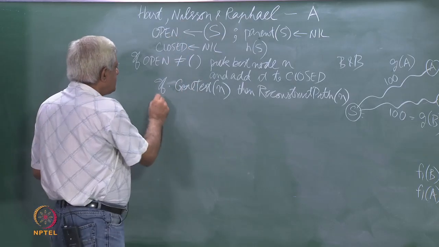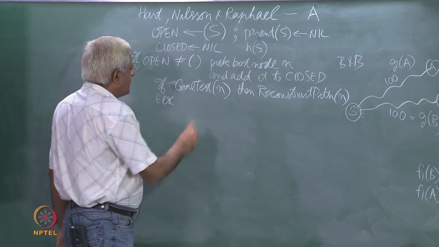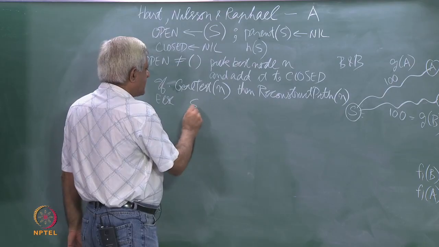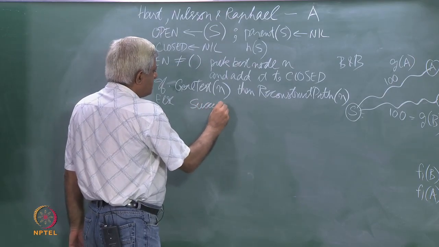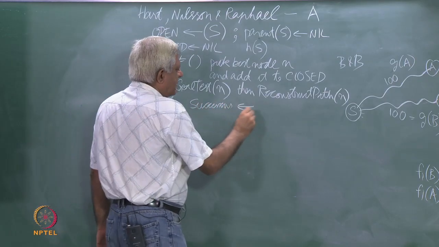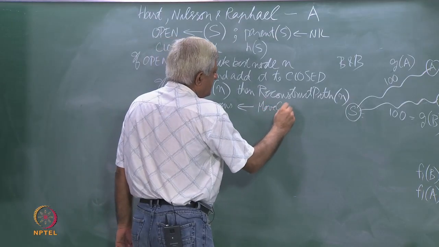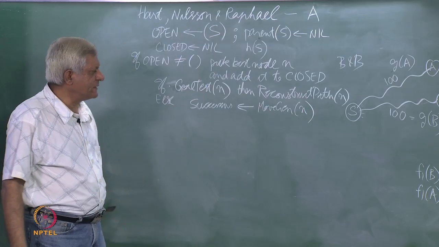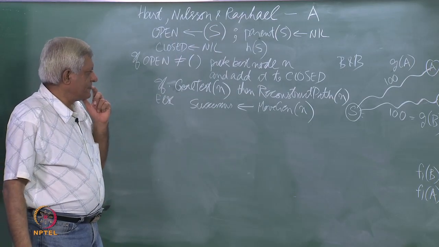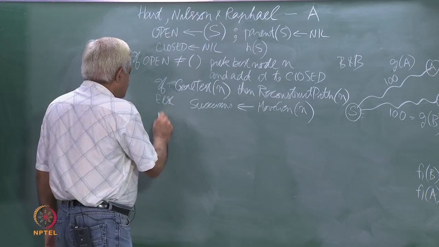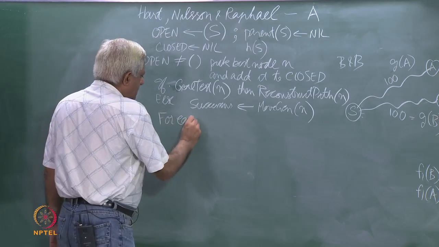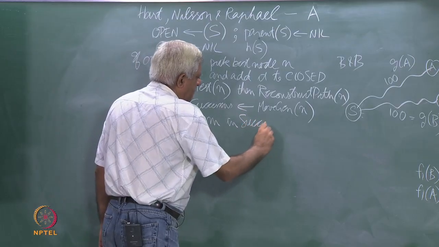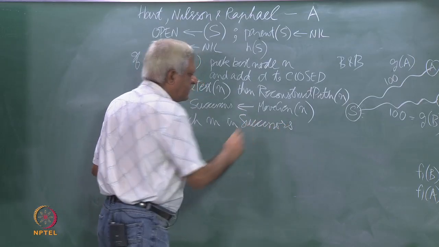Else, successors is a movegen of n. So, I am using the same functions that we had defined earlier, and for each m in successors we do the following essentially.